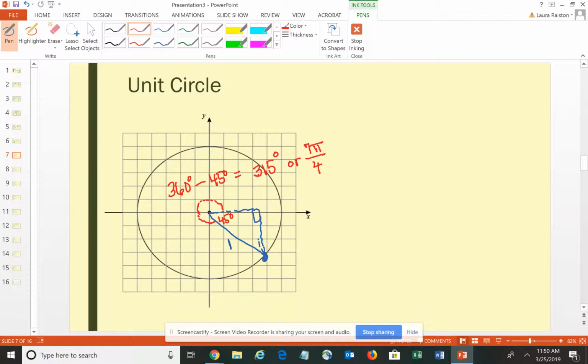This time our terminal side is in the fourth quadrant, and in the fourth quadrant you have a positive x and a negative y.